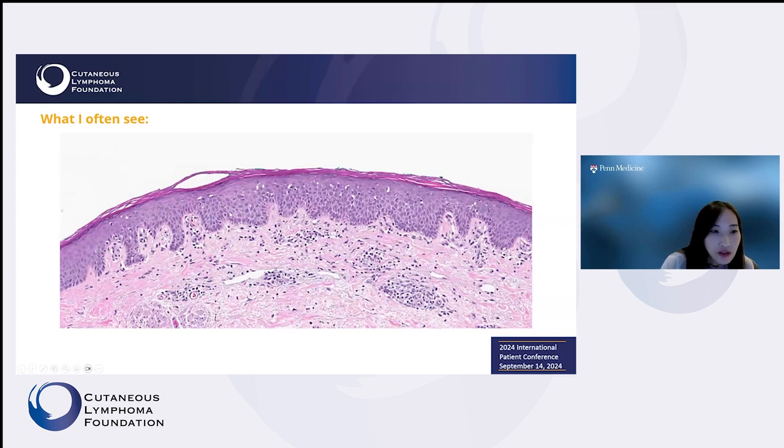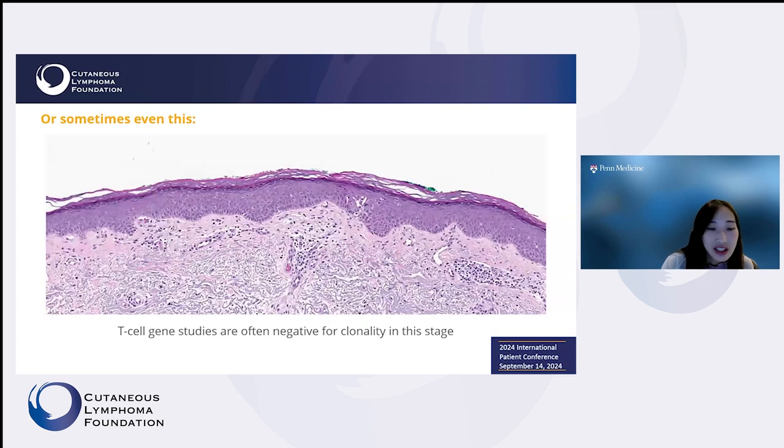So here we have the epidermis and the dermis again, and then you have a few white blood cells in the epidermis, but not a lot. And it's just not enough to get to that diagnosis. And sometimes this is even what I see.